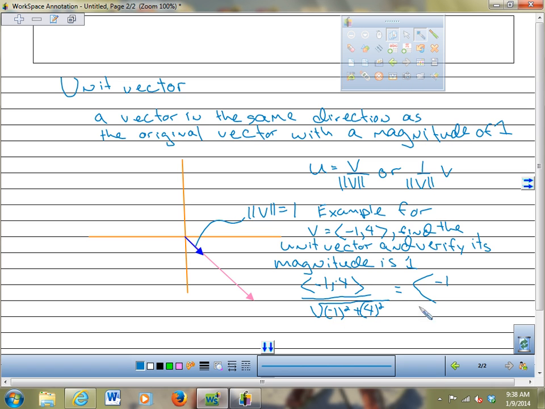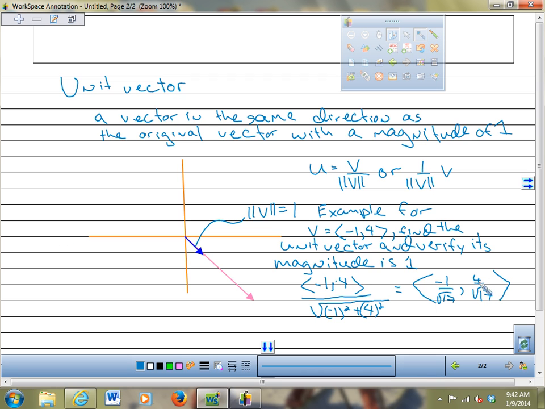Square root of 17? Because negative 1 squared is plus 1. So negative 1 over the square root of 17, comma, 4 over the square root of 17. And you might ask, do you want us to rationalize that? Not in this case. Okay, not yet. You know what I mean by rationalize, right? Bring the square root up top and all that good stuff.